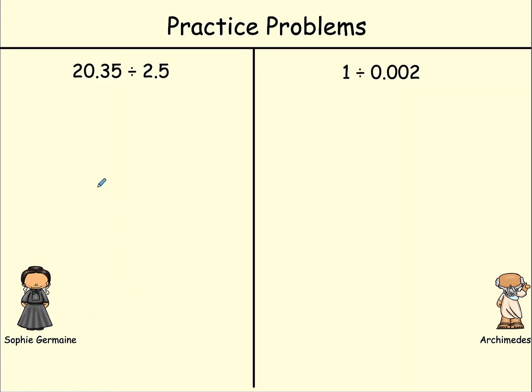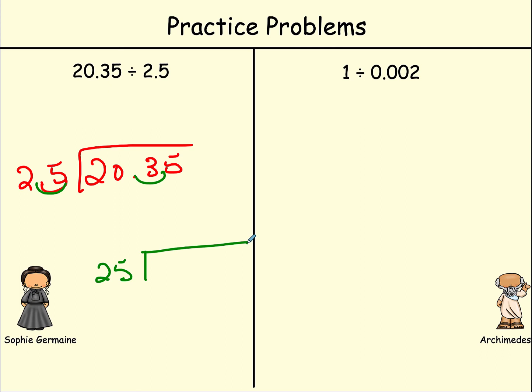Okay, so here's some practice problems. So what I want you to do is try and set this one up and see what you get. Okay, so if you set it up correctly, you should have 20 and 35/100 divided by 2 and 5/10, like that, and then we're multiplying both of them by 10. So we get 25 is our divisor, and 2,035 is our dividend. Okay, so now go ahead and do the long division, and let's see how you did.